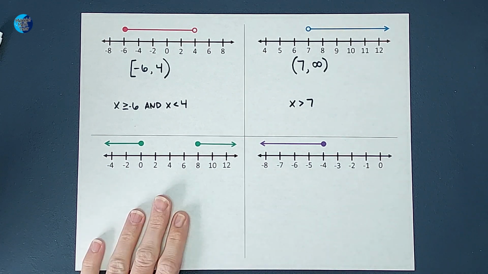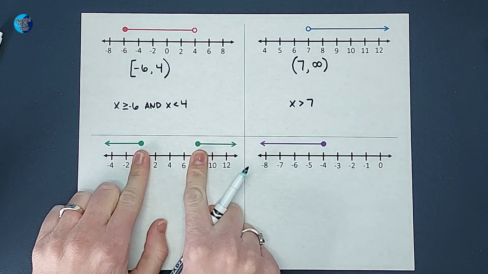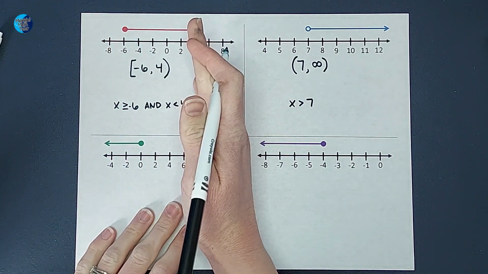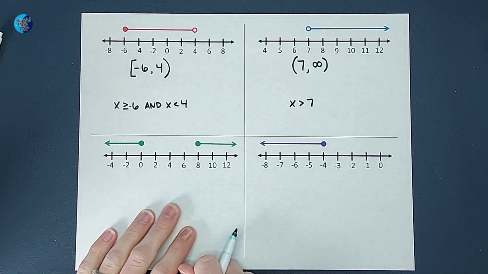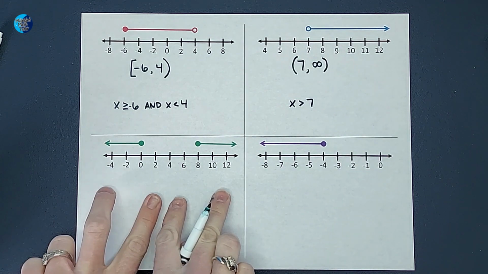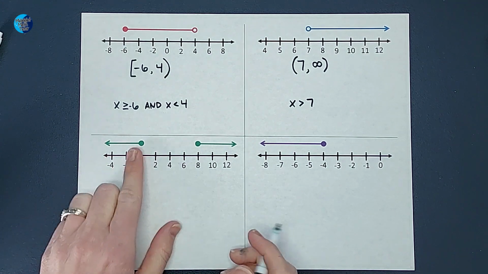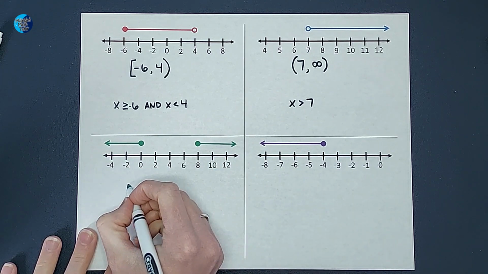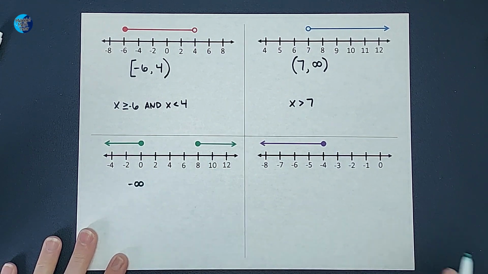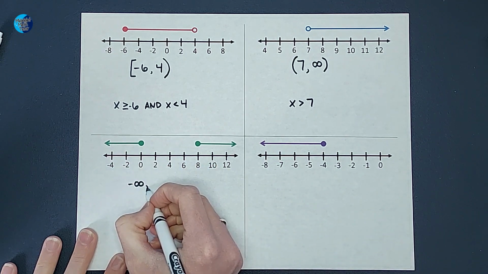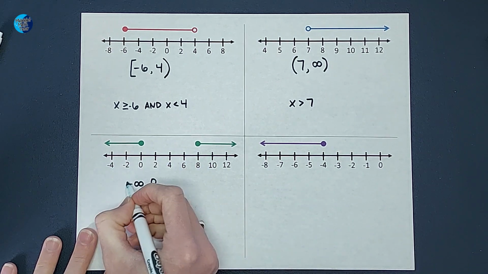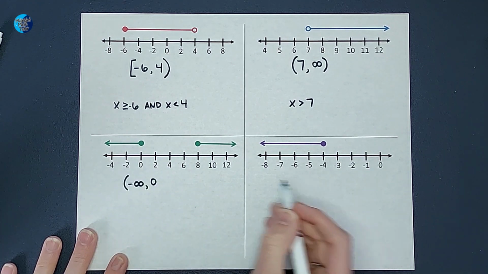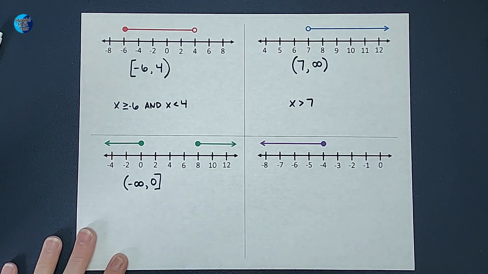All right, next one. This one must be an or inequality because it can be any of these numbers over here or any of these numbers over here. So I'm going to have actually two ranges on this one. So this one represents all the way down, we could go that way forever, to negative infinity. And then all the way to 0. Now, negative infinity is always going to get a parenthesis. Can it be 0? Yes, because of that closed circle. So I'm going to use a bracket.